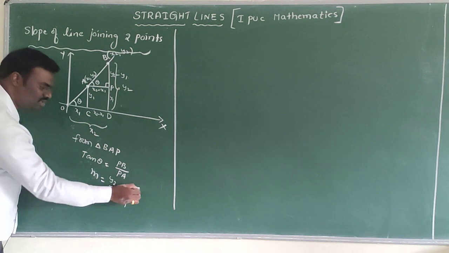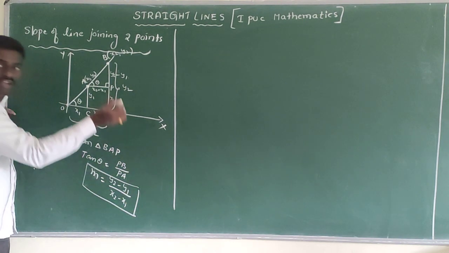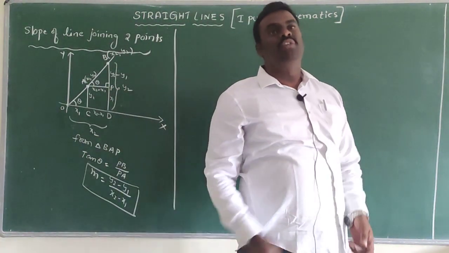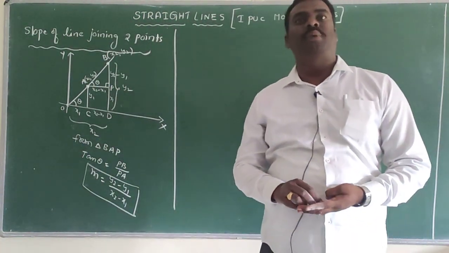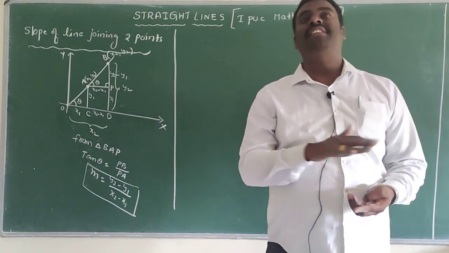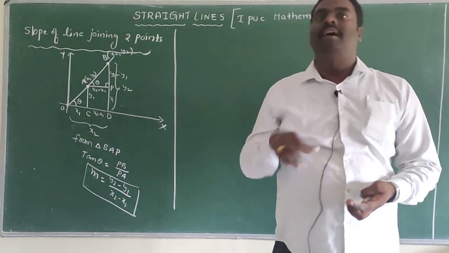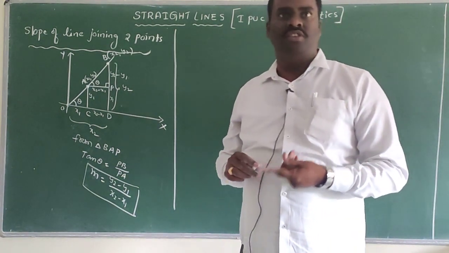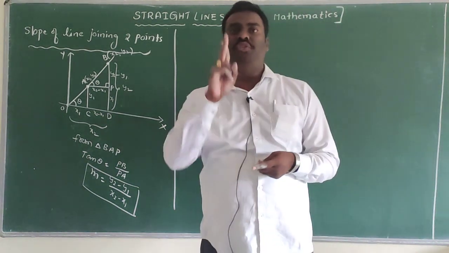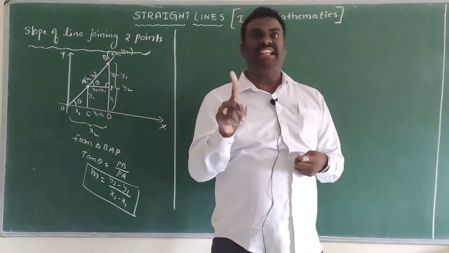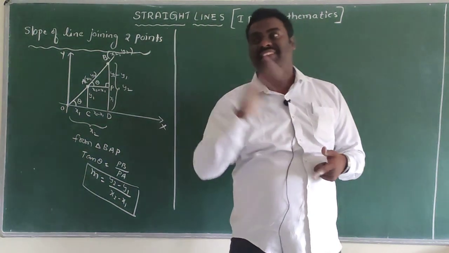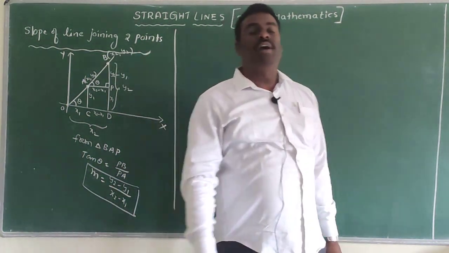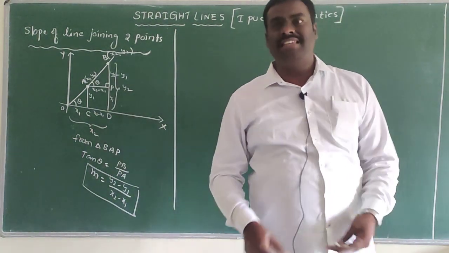x2 minus x1. So finally we got the formula for slope of a line joining 2 points, m equals y2 minus y1 by x2 minus x1, means the difference between the y coordinates by the difference between the x coordinates. So this is the formula for slope. So finally we got two formulas for slope. If you know theta, the slope formula is tan theta. If you know 2 points, the slope formula is y2 minus y1 by x2 minus x1.